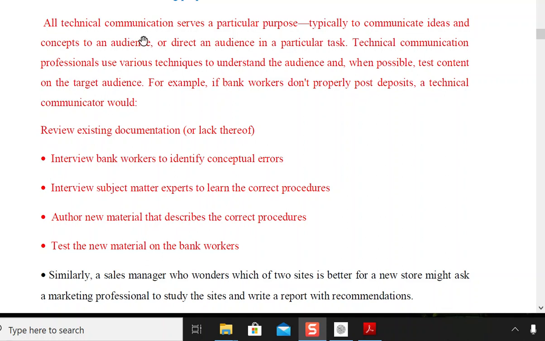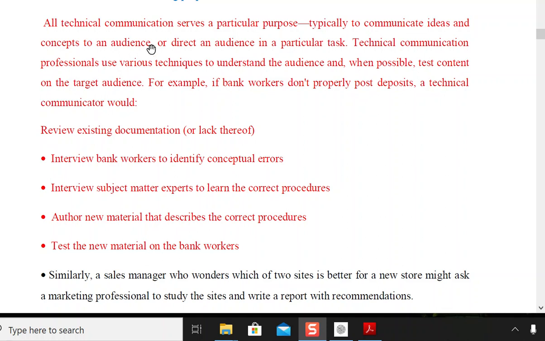All technical communication serves a particular purpose. I mean, technical communication is always purposeful, typically to communicate ideas and concepts to an audience. An audience is always specific. For example, a computer professional's audience is always the people interested in computers. A doctor or a biologist is not interested in networking and the like, because that is not his field. All the books and content produced specifically for the students of computer sciences are not likely to be welcomed, understood, or chosen by the biologist.